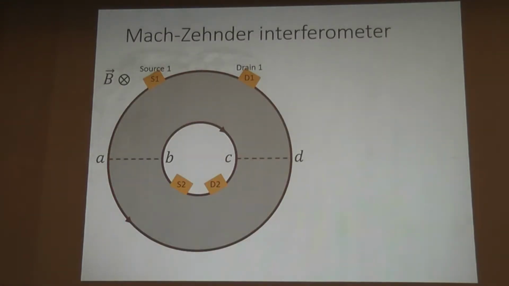Now, the title also contained the word interferometer, and I'm going to talk about the Mach-Zehnder interferometer. So let's consider a quantum Hall system with a hole inside. Then I have not just the outer edge, but I have also the inner edge which propagates in the opposite direction. And what's usually done is one injects some current here and measures what arrives here.